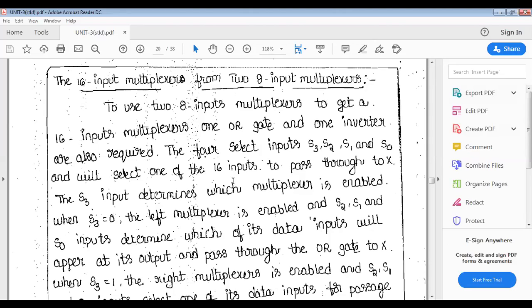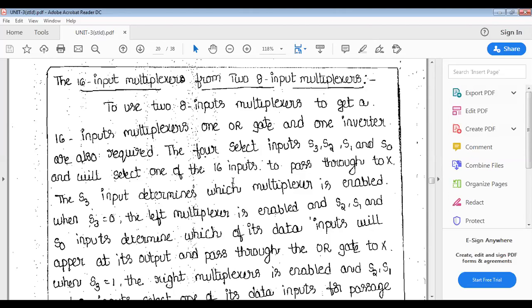And a multiplexer has only one output. So from the first 8 by 1 MUX there is one output, and the second 8 by 1 multiplexer also has another output. You can combine these two and connect them to the OR gate, and we'll get one output. That is also okay. So what about the selection lines?